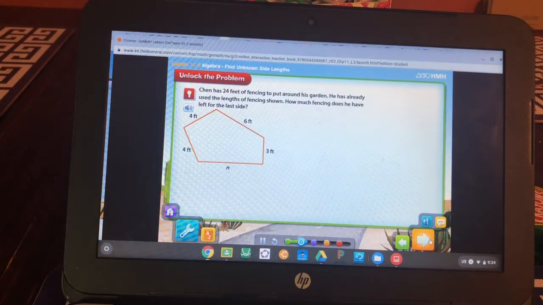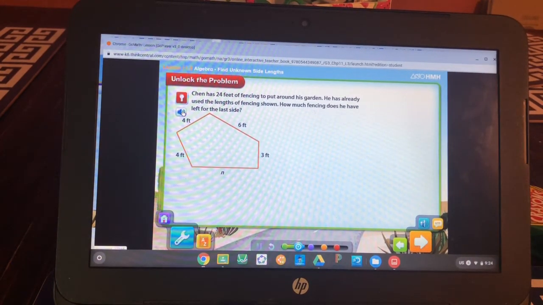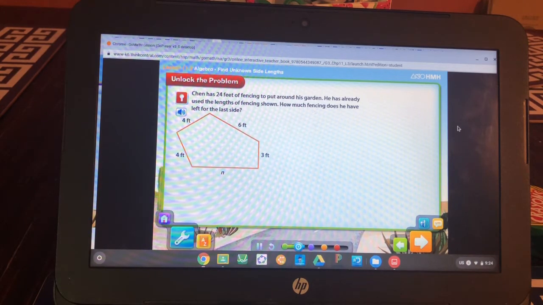Let's hear a problem about perimeter. Chan has 24 feet of fencing to put around his garden. He has already used the lengths of fencing shown. How much fencing does he have left for the last side? Let's unlock the problem.